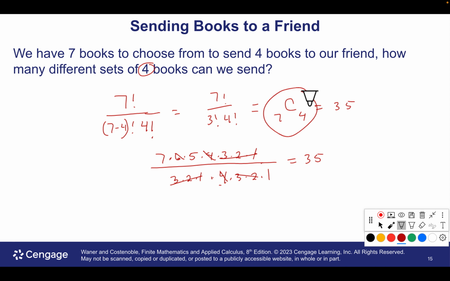Technology. And that's basically all you need to know. The thing that comes up is deciding whether order is important or not. Now, let me just throw a few examples at you.